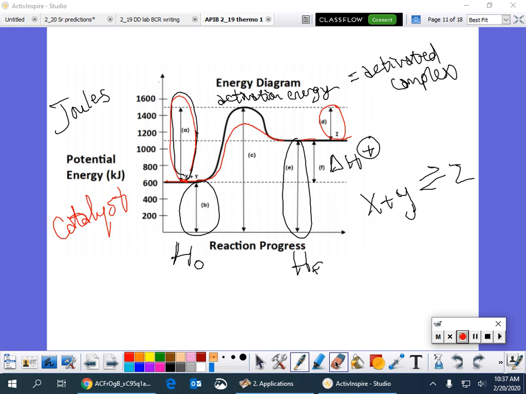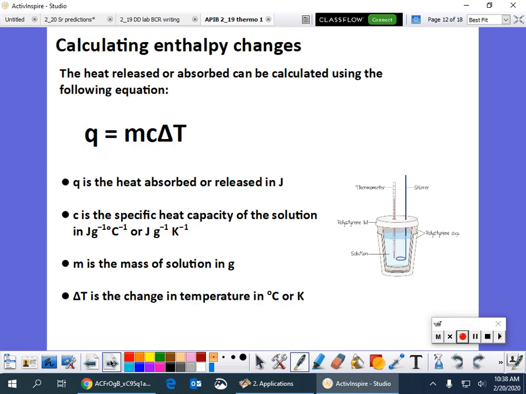So when we are measuring the heat and the energy that's transferred in reactions, how do we do that? Well, one of the biggest equations that you should probably memorize is looking at the heat released or absorbed in a reaction using Q equals MC delta T. So let's break this down.